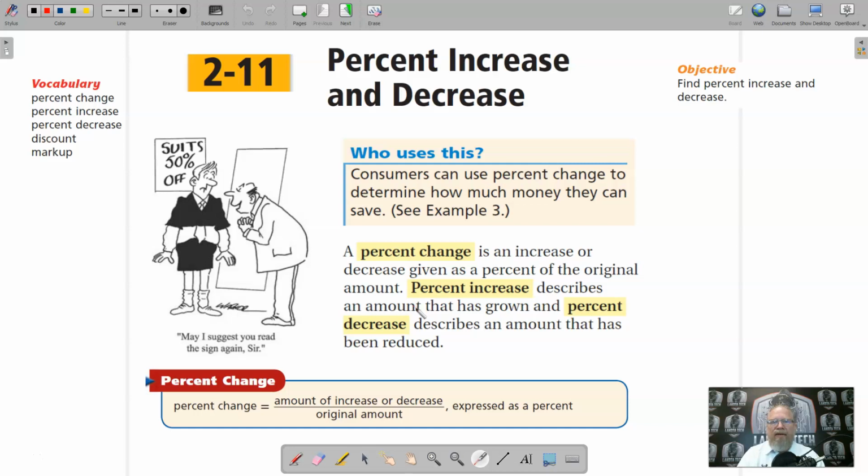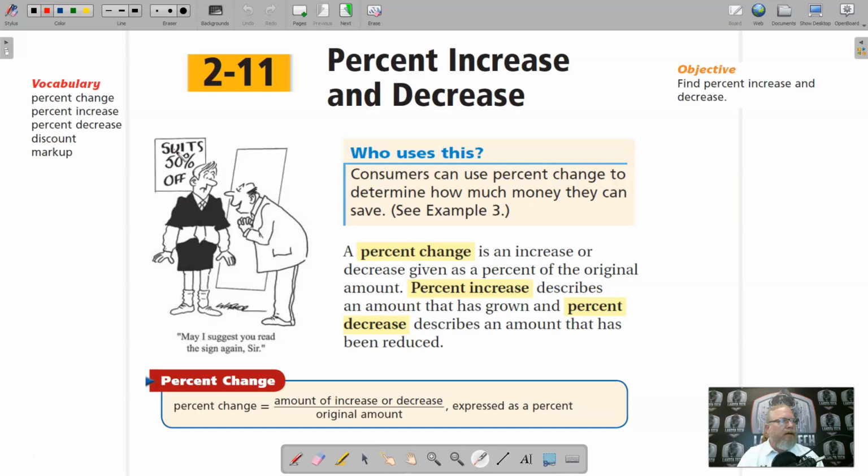Hello, this video is for Algebra 1, Chapter 2, Lesson 11. The title of the lesson is Percent Increase and Decrease, where our objective is to find percent increase and decrease. The vocabulary for this lesson is percent change, percent increase, percent decrease, discount, and markup.